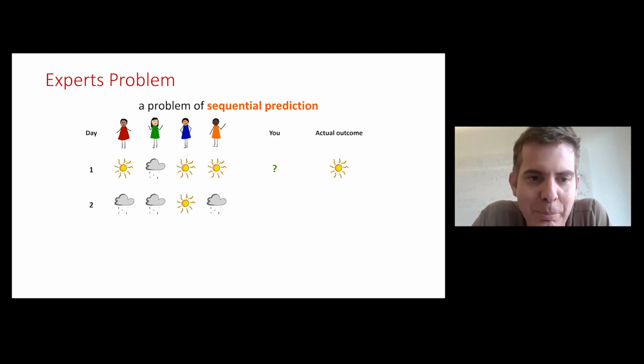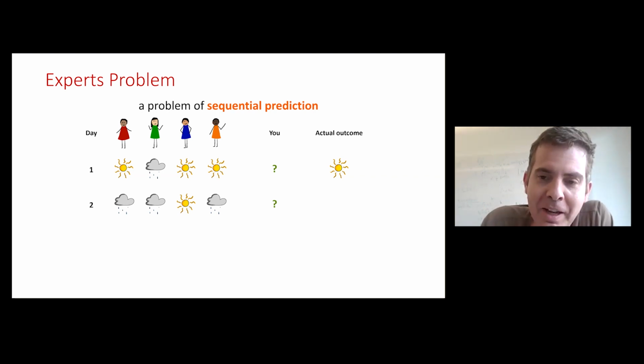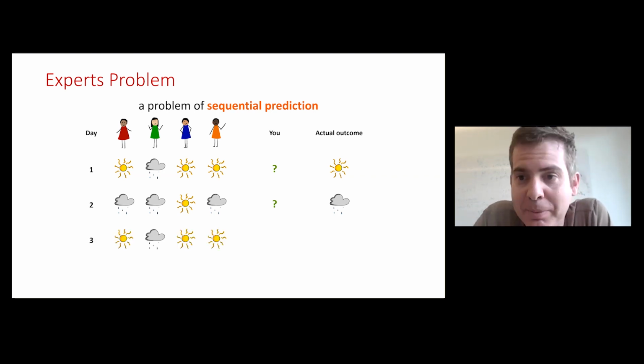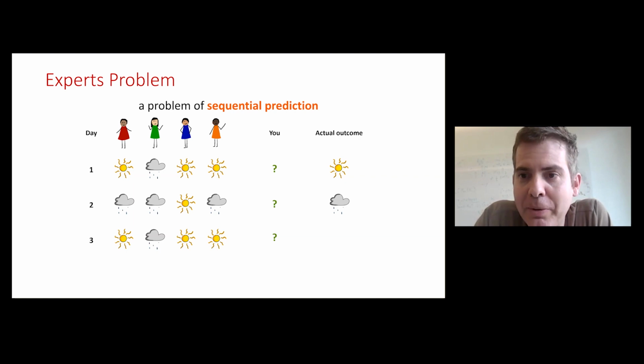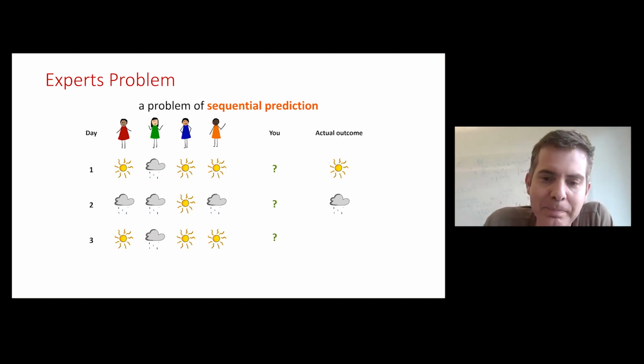Okay. And here are the predictions from your 4 experts again. And you might decide to pay more attention to experts that got the answer correct on the previous day, or maybe some other algorithm. But again, you're tasked with coming up with a prediction for that day, and then you see the actual outcome, and this process repeats. Okay, so you have the same set of experts on each day making predictions, and a sequence of days where you observe the predictions for that day, you make your guess, and then you see the actual outcome. Okay, so this is the experts problem.